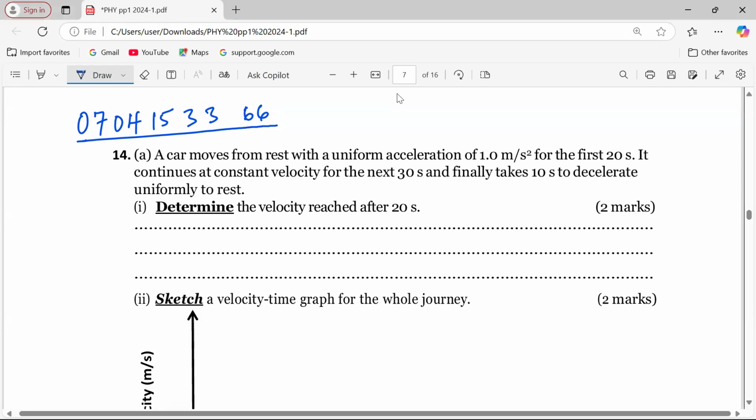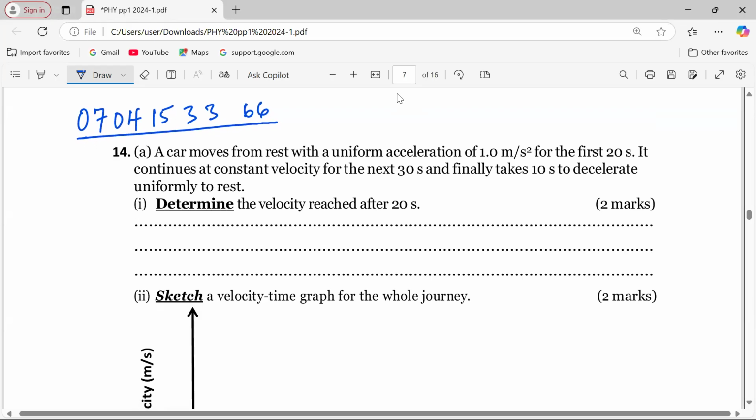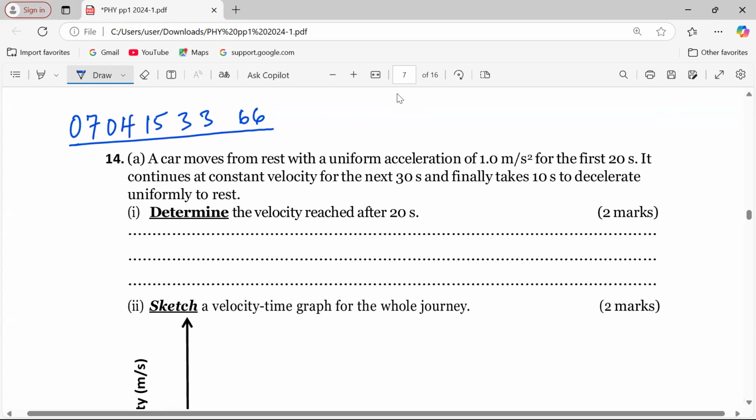We're going to discuss physics paper 1, a question from linear motion and also uniform circular motion. Number 14, part A. A car moves from rest with a uniform acceleration of 1.0 meter per second squared for the first 20 seconds. It continues at constant velocity for the next 30 seconds, and finally takes 10 seconds to decelerate to rest. Part 1.